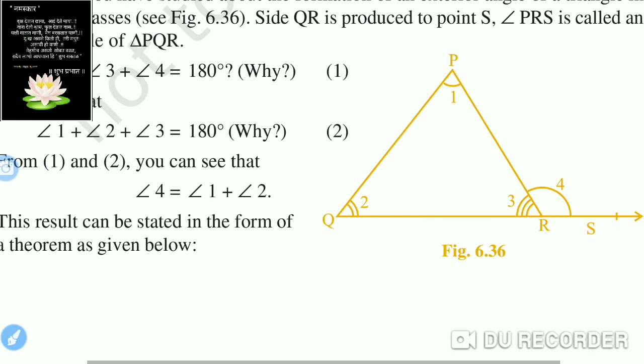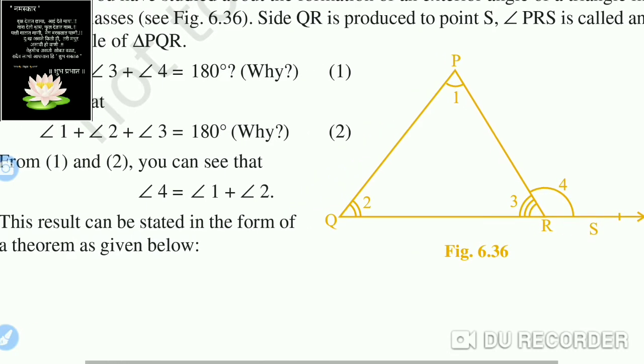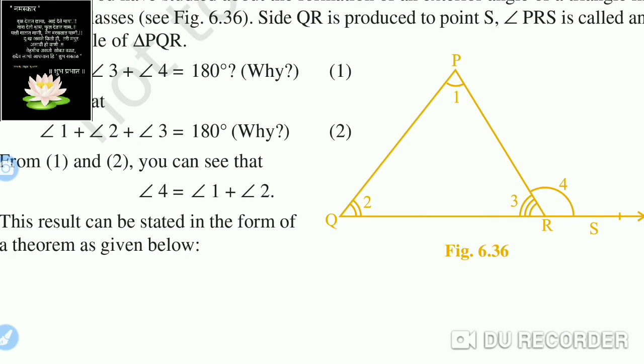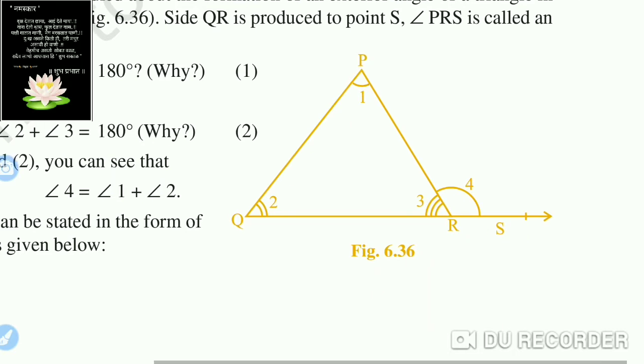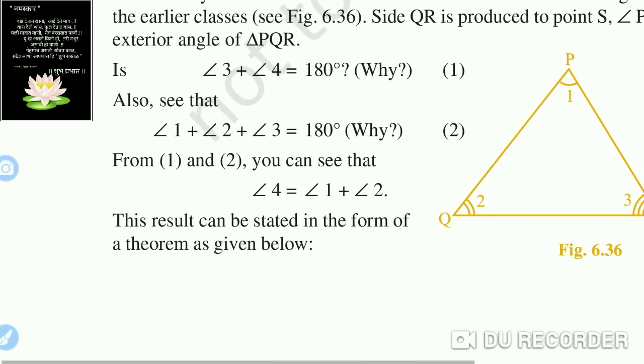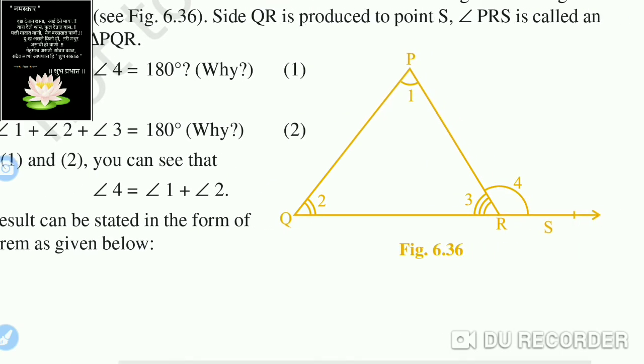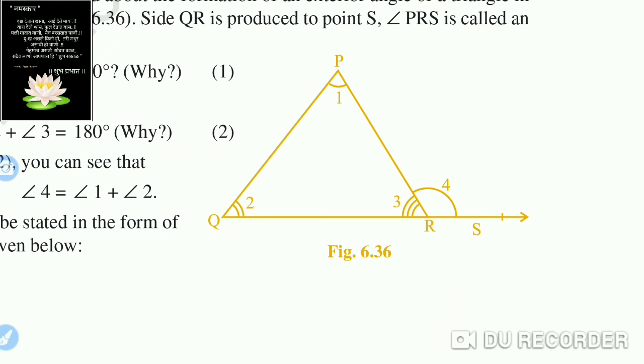But angle 1 plus 2 plus 3 is 180, as we just proved with the angle sum property of a triangle. So if we observe both statements, their RHS is the same, so we can equate them. Angle 3 plus 4 is equal to angle 1 plus 2 plus 3. What is common on both sides? Angle 3 will cancel. So angle 4 is equal to angle 1 plus 2. This is a theorem, called the remote interior angle theorem.